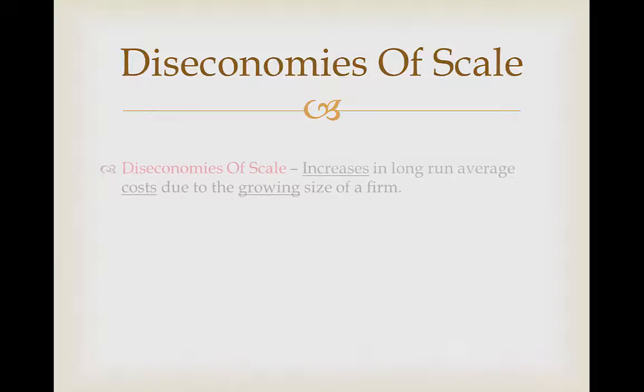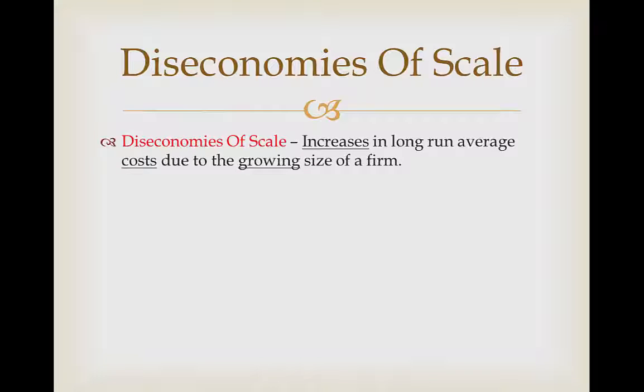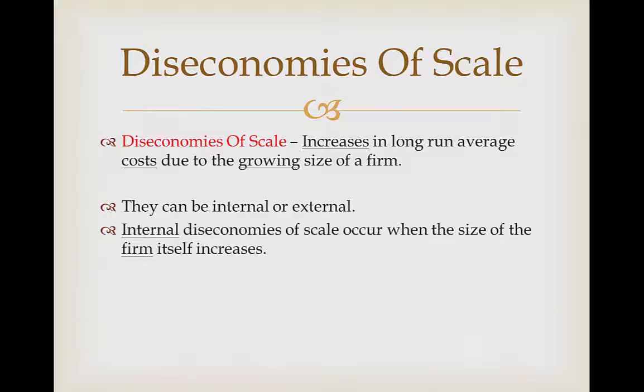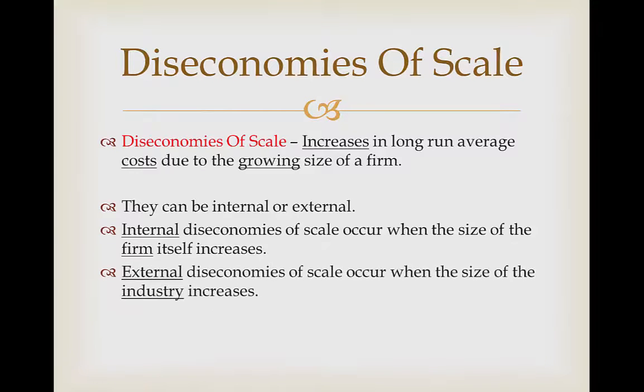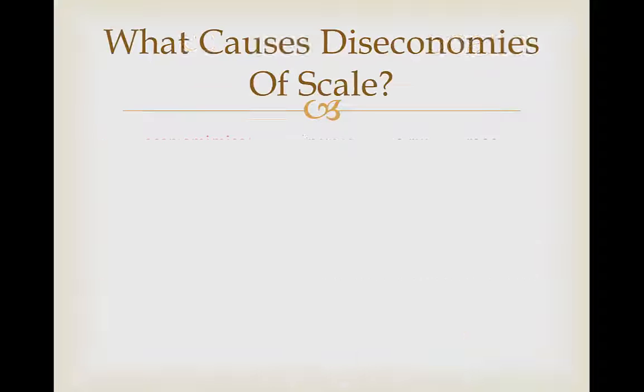Now we'll look at diseconomies of scale. Diseconomies of scale are increases in long-run average costs as the growth of the firm increases. They can be internal or external. Internal diseconomies of scale are just like that of economies of scale, where the size of the firm increases, and external diseconomies of scale is when the size of the industry increases. So it's shown here on this curve. As the output increases and the size of the firm therefore increases, the average cost increases.